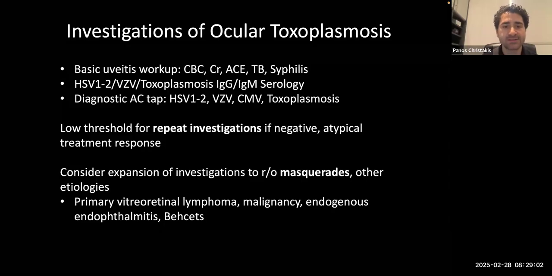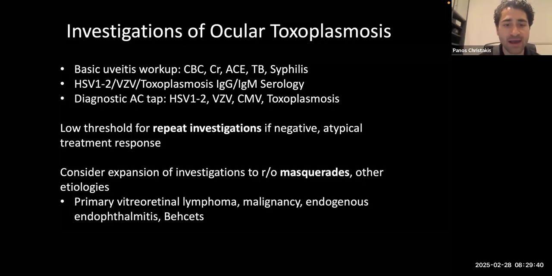In terms of serologies, again, systemic serologies are helpful in ruling things out, but a lot of people that are not affected will have positive HSV1 and 2, so it's not specific, but it's quite sensitive. If it comes back negative, it's probably not that. AC taps, again, very important to rule out viral etiologies because the sensitivity is very high and the specificity is very high. If it comes back negative, consider retapping. And low threshold to repeat investigations if they are negative or it's not responding to treatment properly.